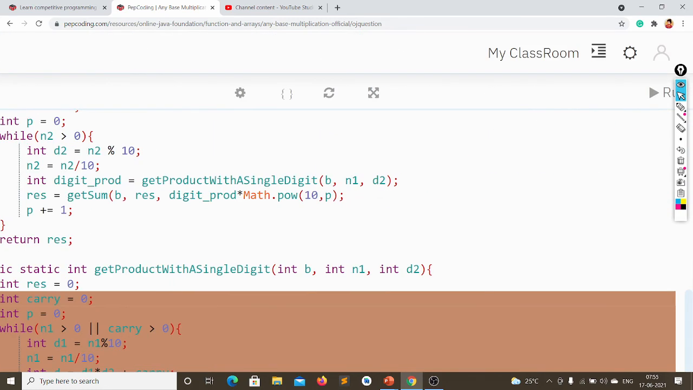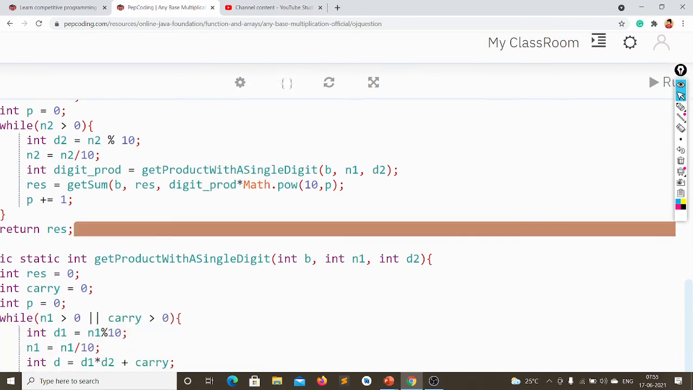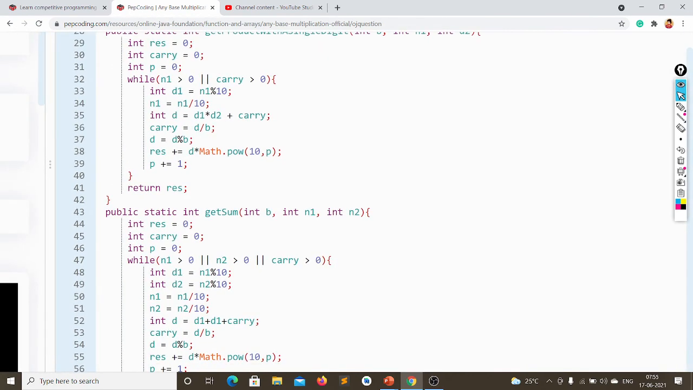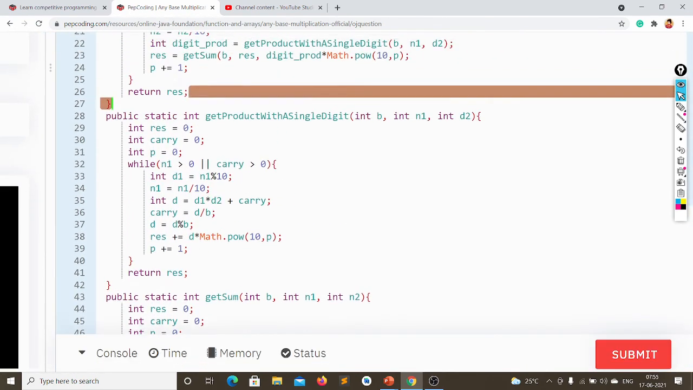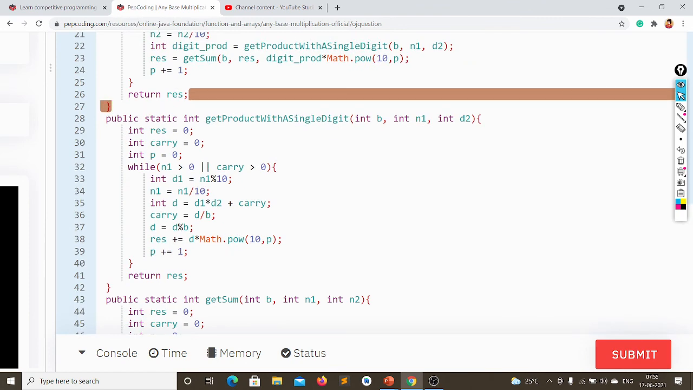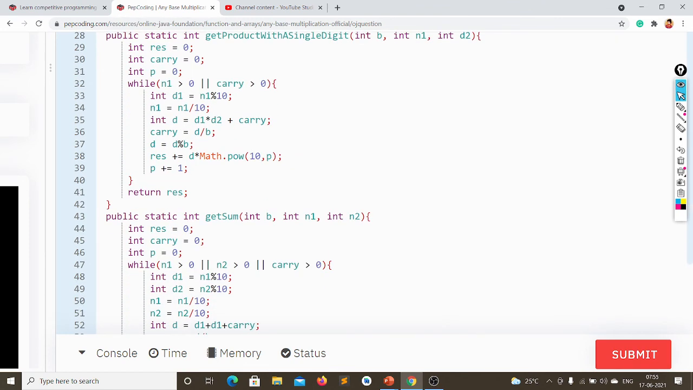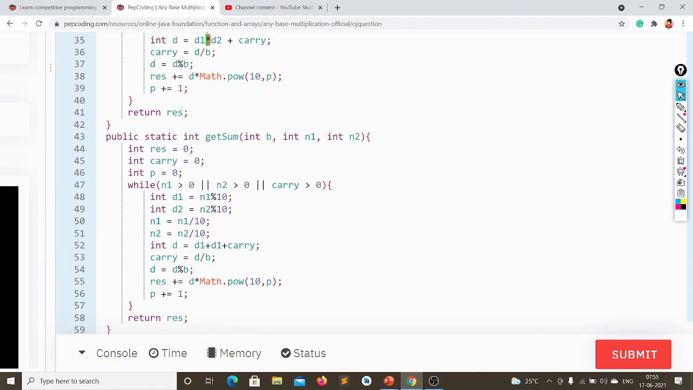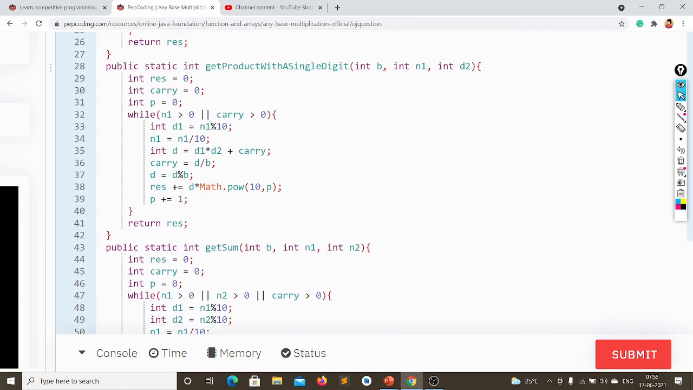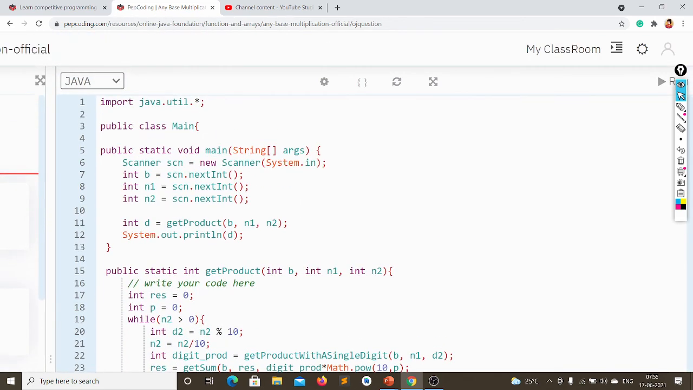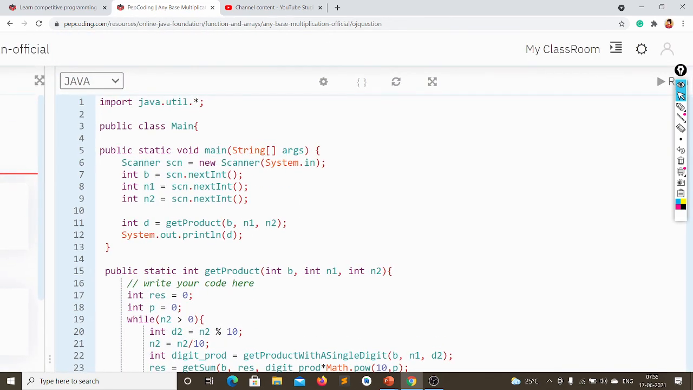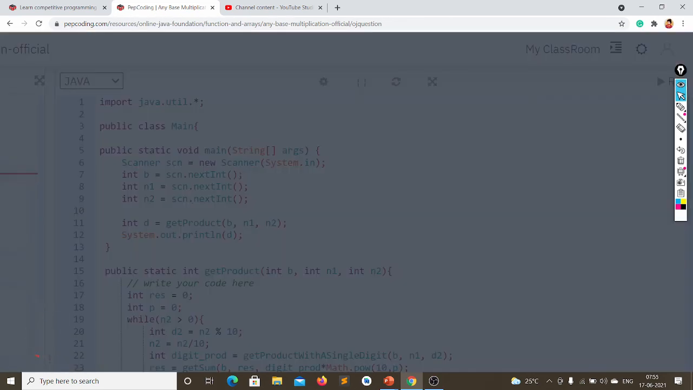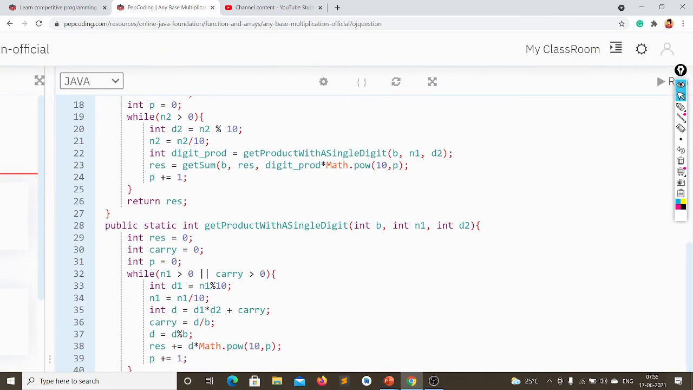So this is very similar to the addition. If you see these two, get sum and get product with a single digit function, instead of the multiplication here, I'm just doing plus. So that's the little difference. Okay, so that's it about this code. So first of all, let's run this code, and again I will explain this by tracing out the code.